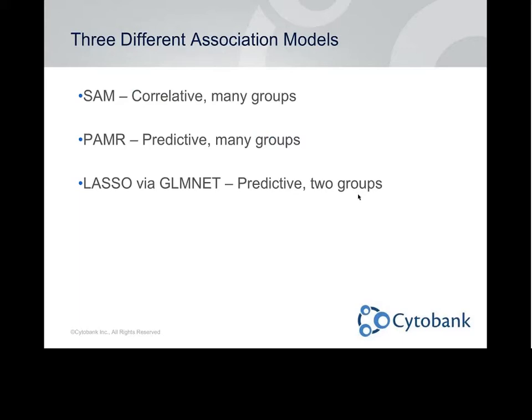First off, there are several different association models. SAM is a correlative association model that has its roots in the analysis of microarrays. And you can run as many groups as you'd like through SAM. PAM is a predictive association model, and again, you can run as many groups as you'd like. And Lasso via GLMNet is predictive, just like PAM, but you can only run 2 groups through this analysis at once. However, you can run all 3 association models on your data, or the first 2 if you have many groups, so you can look at all the results that are generated. You're not stuck to just one of these per Citrus run.